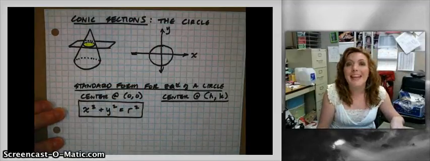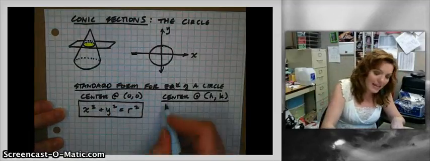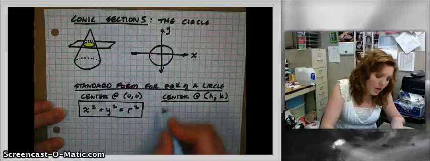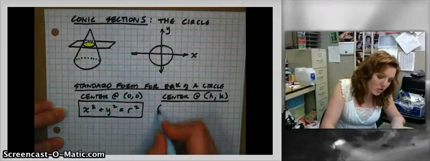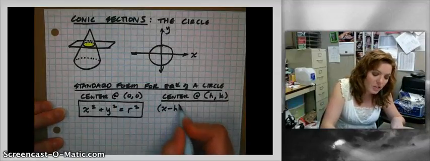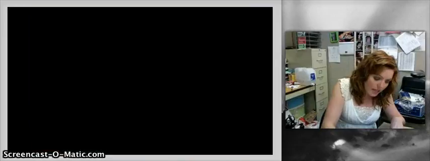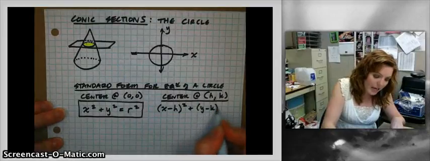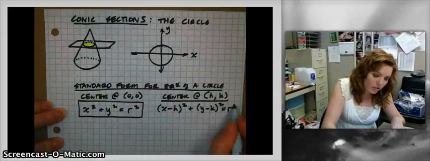Okay? Next, again, if the center is at someplace other than 0, 0, the standard form for the equation of a circle is going to be (x minus h) squared plus (y minus k) squared equals r squared.